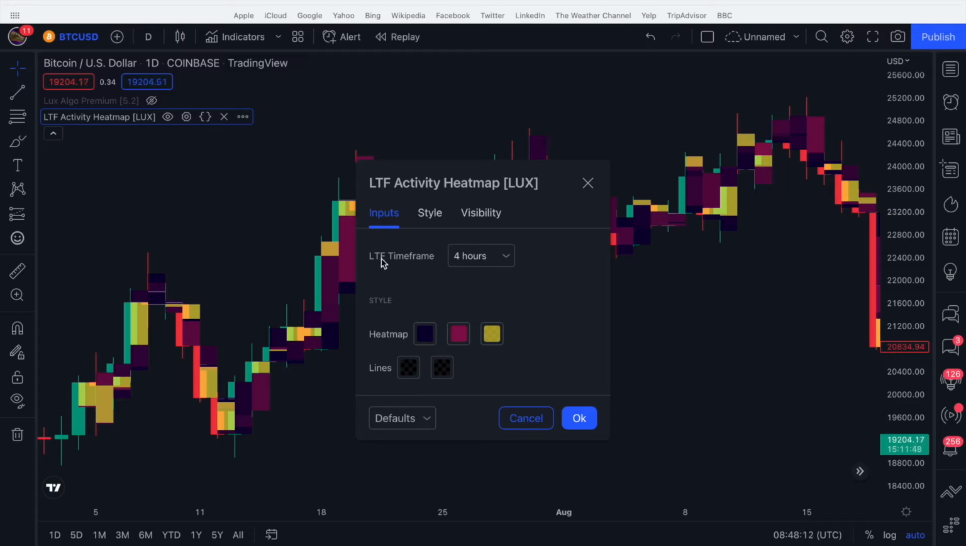And then the LTF time frame, we need to select a time frame lower than the time frame we're currently on, because this indicator goes onto those lower time frames. It looks at the volume and the activity, and then it puts it onto this chart and it breaks candles down into activity from a lower time frame. So I've selected the 4-hour chart here.